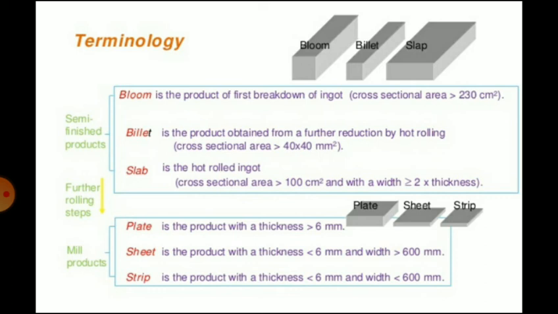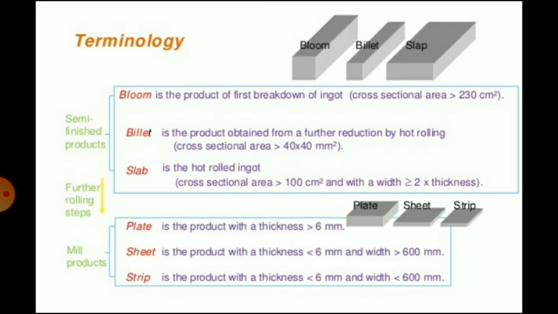It has a square or slightly rectangular cross section, ranging in size from 150 mm by 150 mm to 250 mm by 300 mm. A bloom is used to make structural shapes like I-beams, channels, etc., by hot rolling. Next element is the billet.